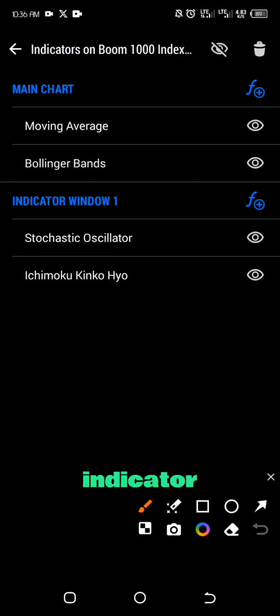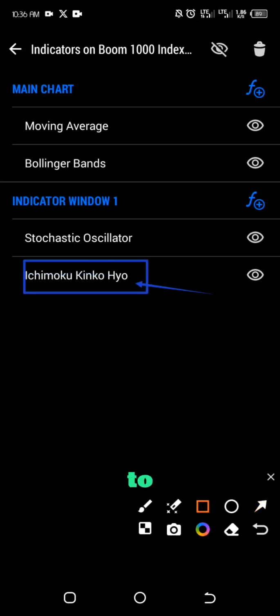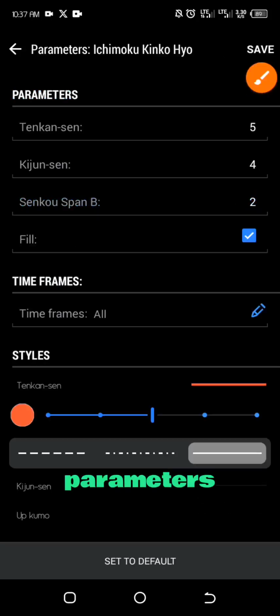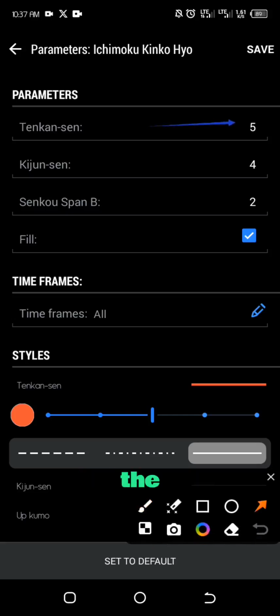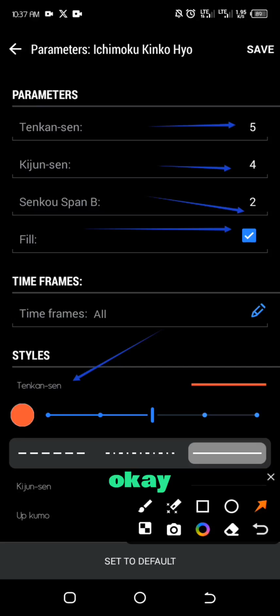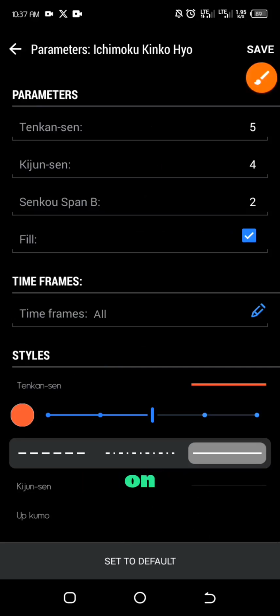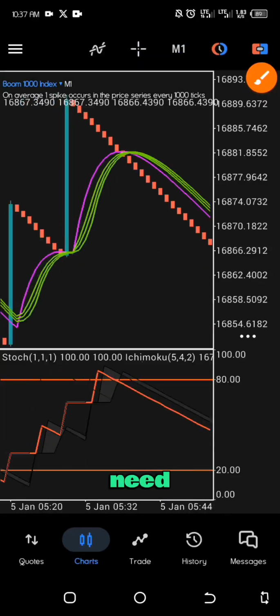Now moving on to the next indicator, which is going to be the Ichimoku. To add this, we click on the indicator window, F plus. We search for Ichimoku and these are the parameters. Now the Tenkan-sen is 5, the Kijun-sen is 4, the Senkou Span B is 2, apply to price close, and we only need the Kijun-sen in the style. Okay, so once we add everything up, we click on save.